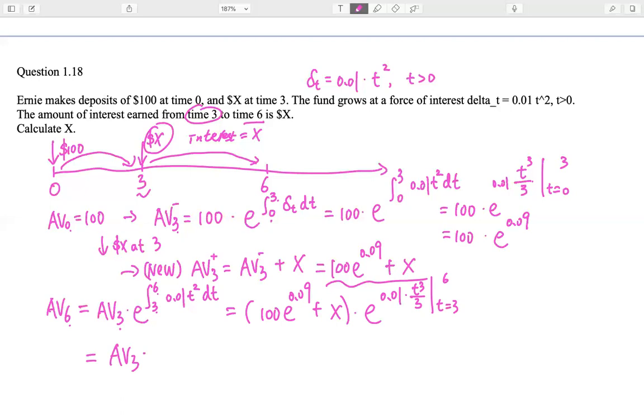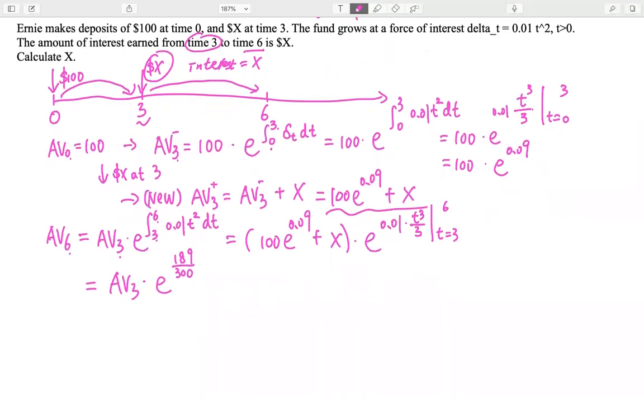Okay. I do the second part. It will be 6 cubed minus 3 cubed, and the difference divided by 3. Okay, and then I'm going to multiply by 0.01. I like to keep everything in fractions, but it's your choice. Right? If you want to keep it in decimals, that's fine.